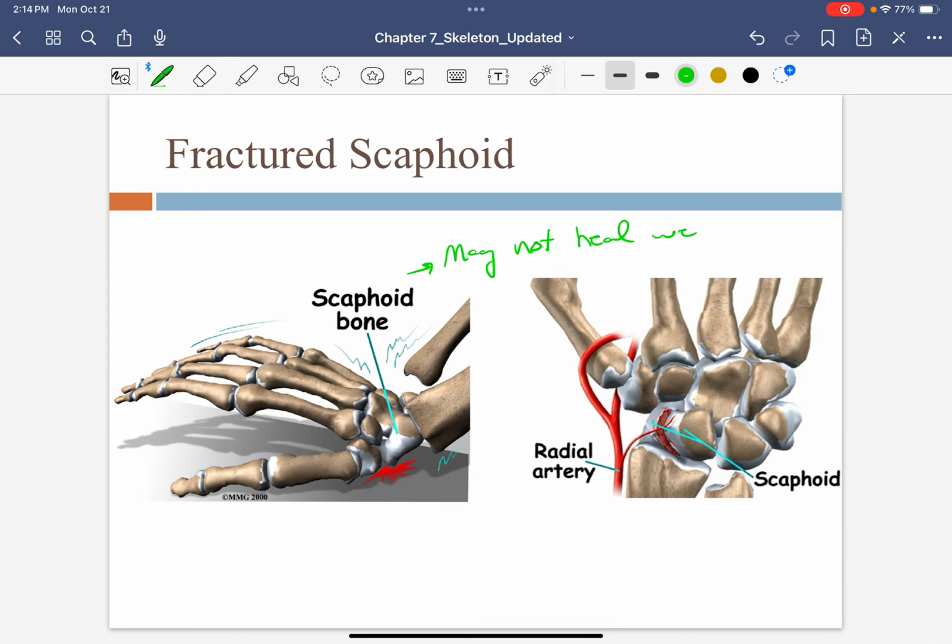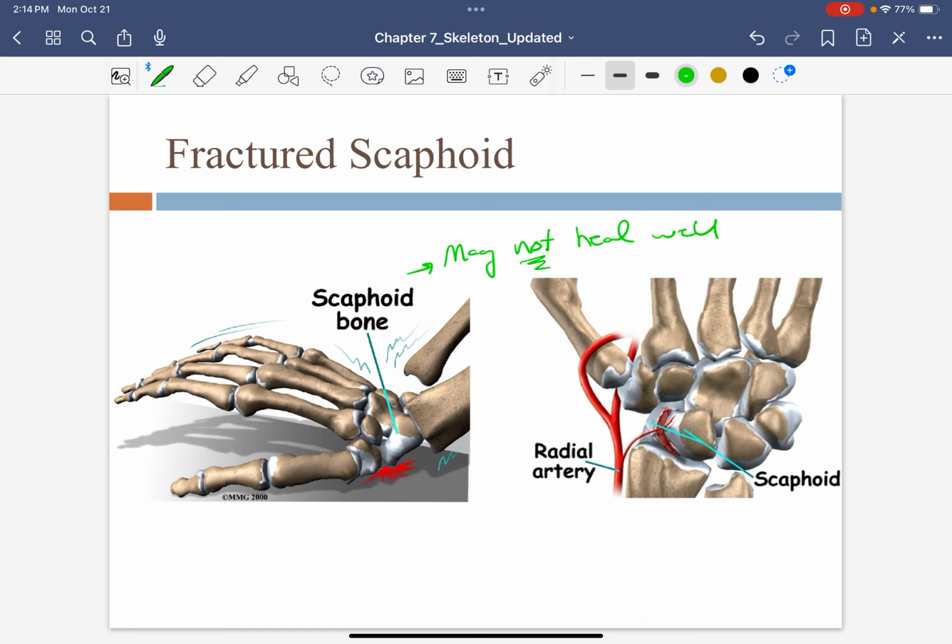You want to hear about the little scaphoid bone? I don't know if cats have one. Probably not. So the scaphoid is an example of a bone that does not heal well. So I just want to give this as an example. These pictures are pretty good at illustrating this.